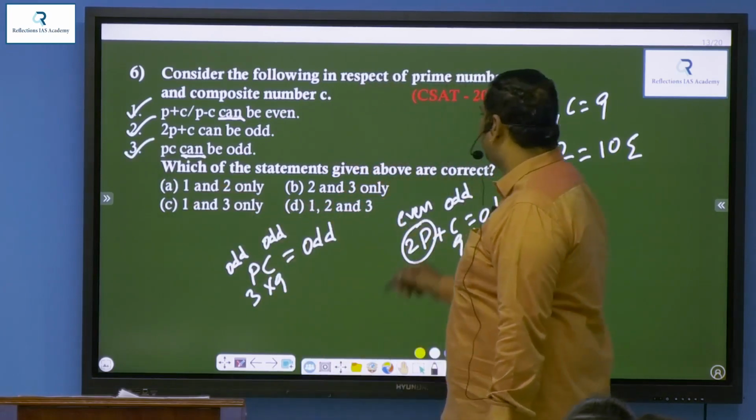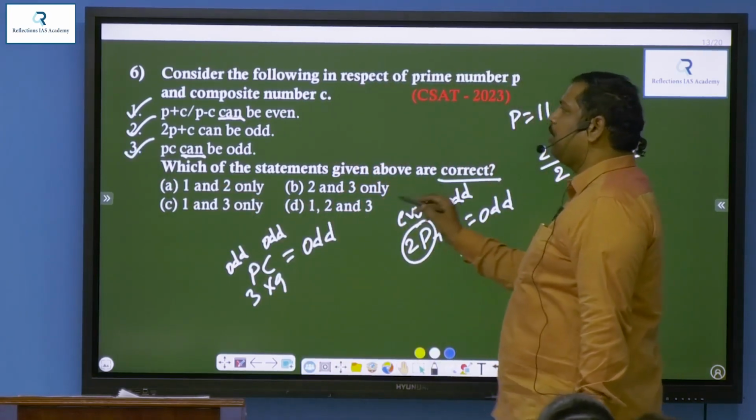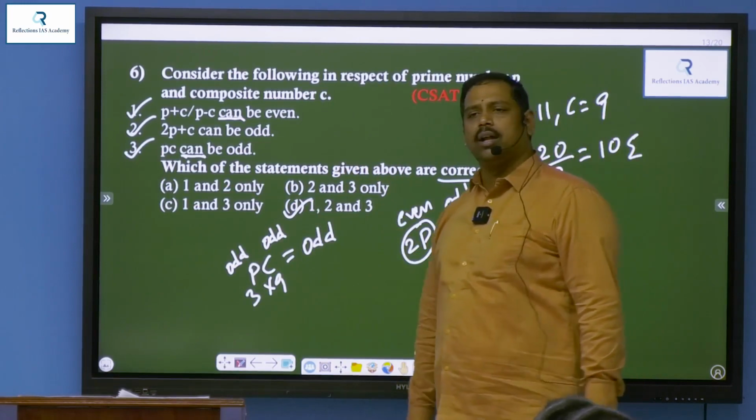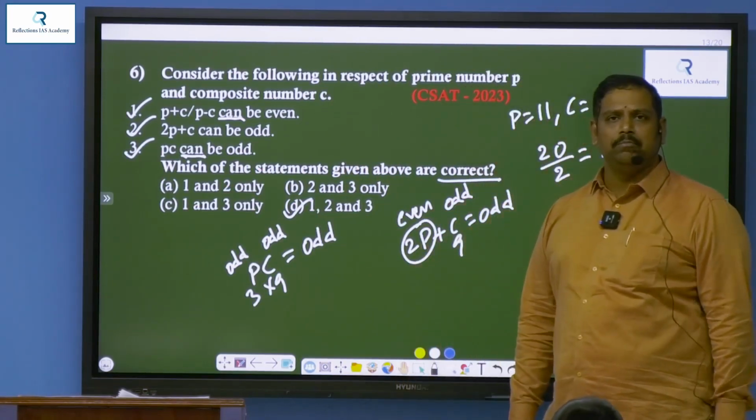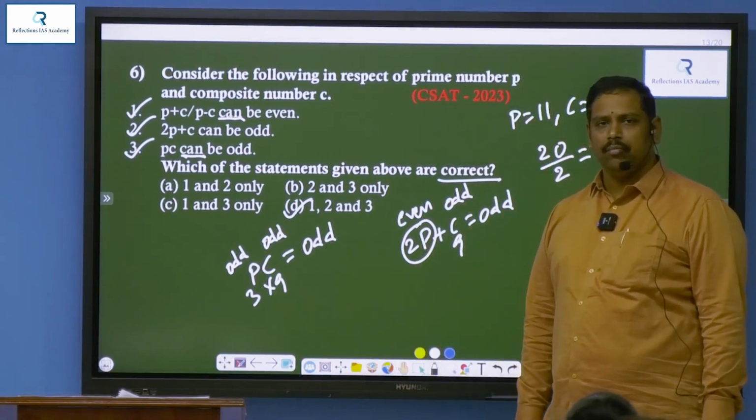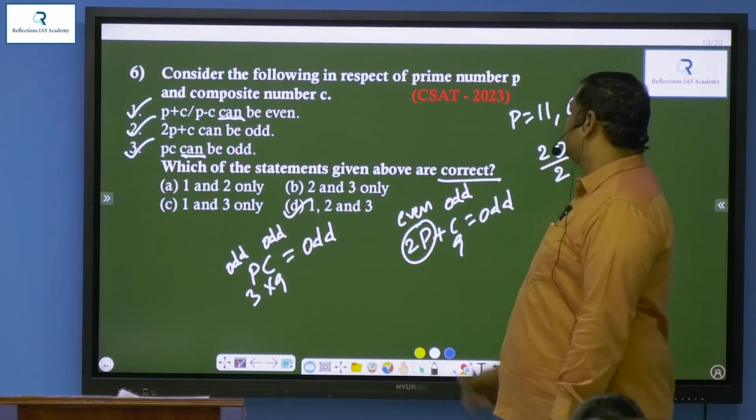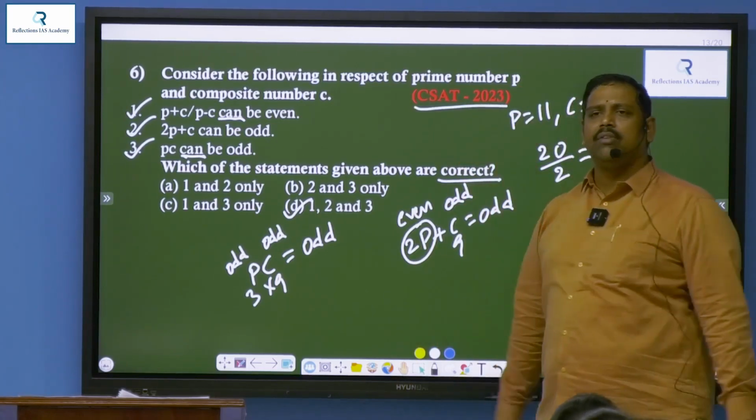So, which of the following are correct? All 1, 2, 3 are correct. Am I clear? Good. So, this is a question in CSAT 2023.